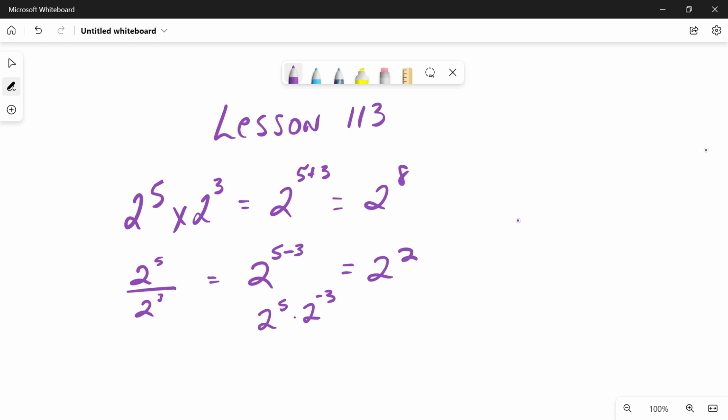Finally, if we look at 2 to the 5th raised to the 3rd, I'm going to multiply our exponents, so that's 2 to the 5 times 3, which would be 2 to the 15th. Just a review: when we have the same base and we're multiplying, we add the exponents. If we're dividing, we subtract the exponents. And if one power is raised to another power, then we multiply the exponents.